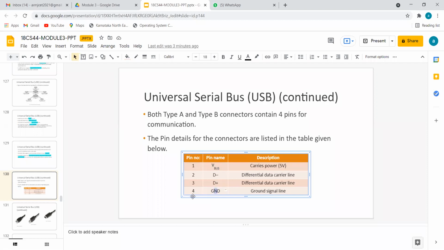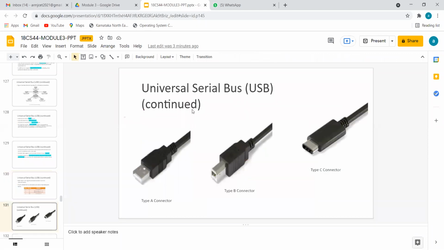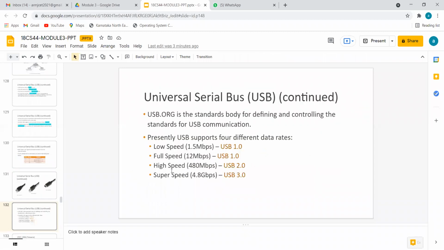All 4 pins are essential, but pins 1 and 4 initiate the data transfer, whereas 2 and 3 carry the real data. You have to remember this table. Pin 1 is for voltage activating, pin 4 for removing extra current, and pins 2 and 3 for carrying the actual data. These are the types of different USBs.